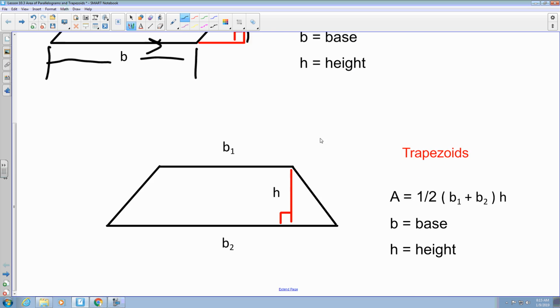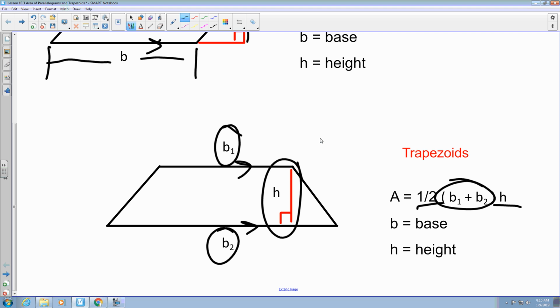If you have a trapezoid, it just has one set of parallel lines. And how we determine the area of a trapezoid is, it's going to be the sum of the two bases, base 1 and base 2, multiplied by 1/2, and multiplied by the height. And again, the height is a value that is perpendicular to the two bases, and the two bases are the two parallel lines for that particular trapezoid. Okay, so we're just following the formula.